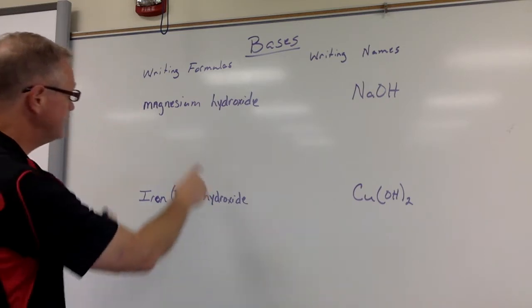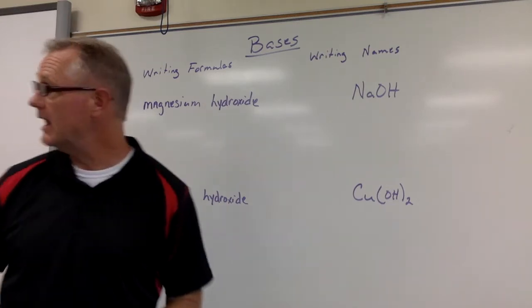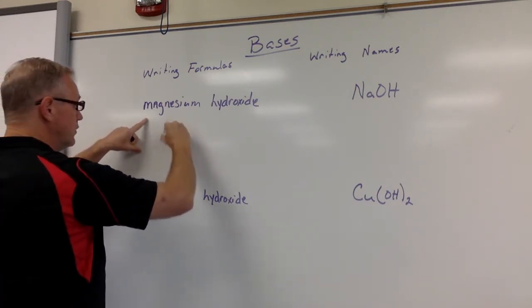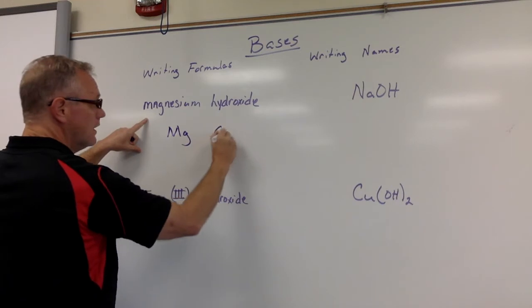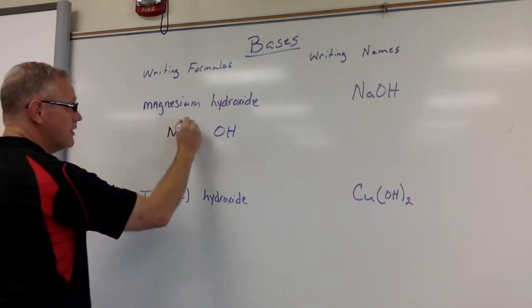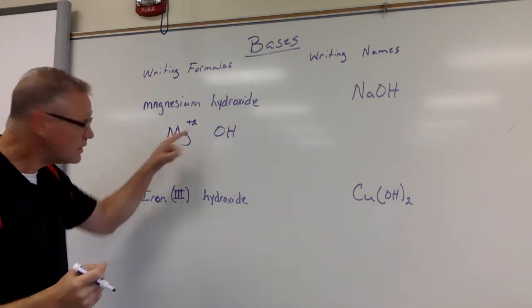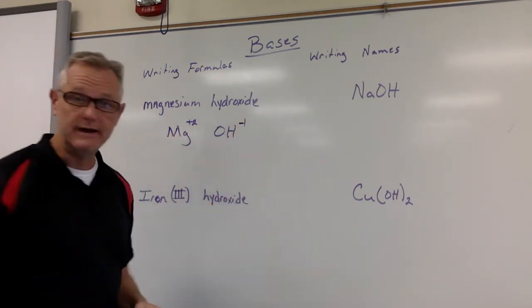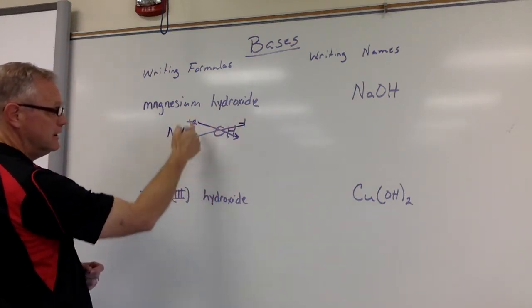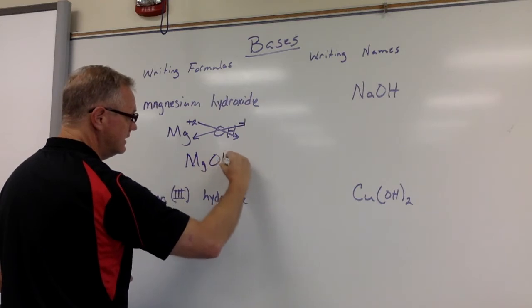Step number 2 says look to see if this element here is a transition or heavy metal. I look at it, main group element, so all I do is write the symbol for each one, Mg for magnesium, OH for hydroxide. The next step is to look at their oxidation states. Magnesium is in the second column, therefore it's going to be +2. The OH is going to be -1. So when I crisscross, I'm going to take the 1 and put it here, and the 2 and put it here. I'm going to write this incorrectly for just a second.